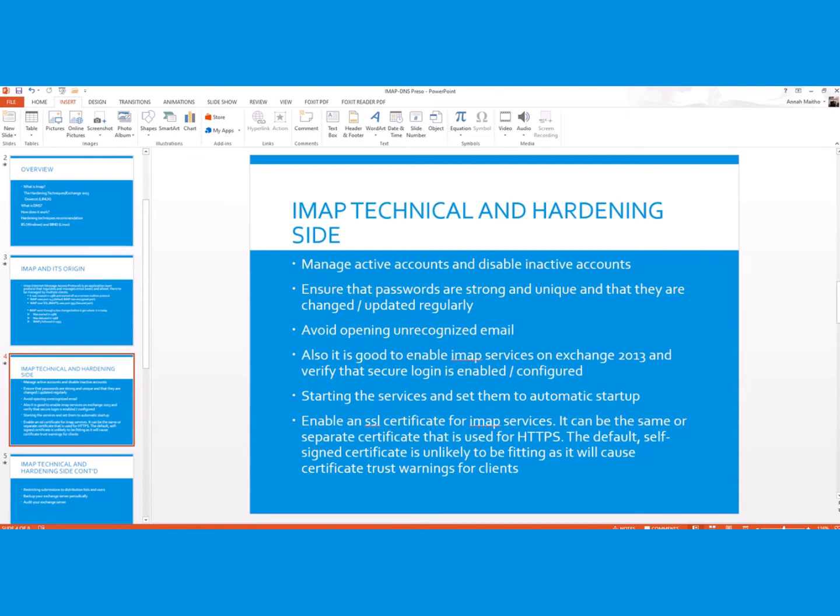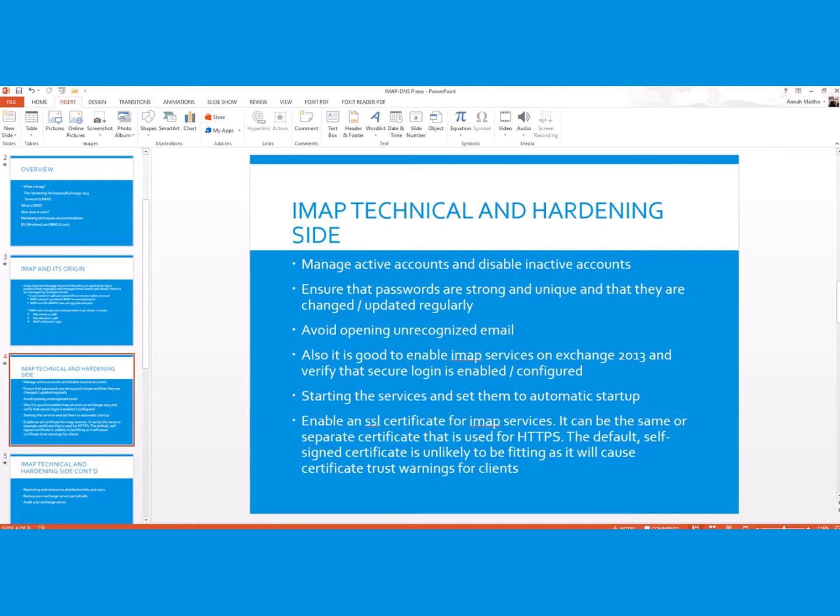Also, it is a good idea to enable IMAP services on Exchange 2013 and verify that secure login is enabled and configured. Starting the services and then set them up to automatic startup. Enable SSL certificate for IMAP services.